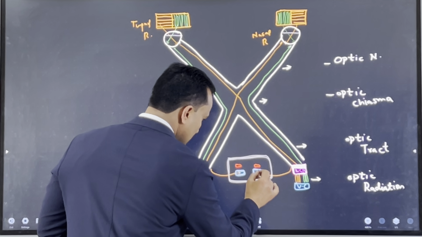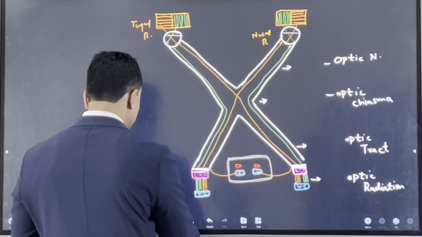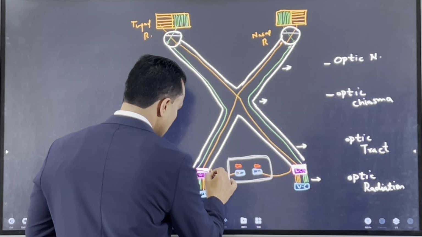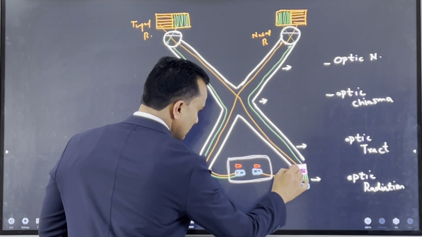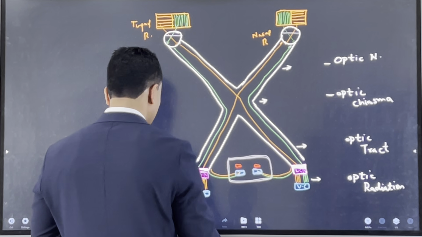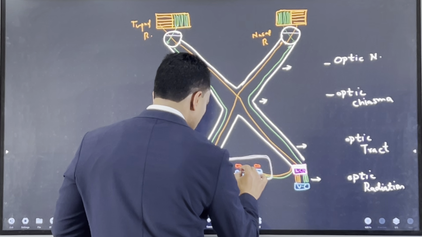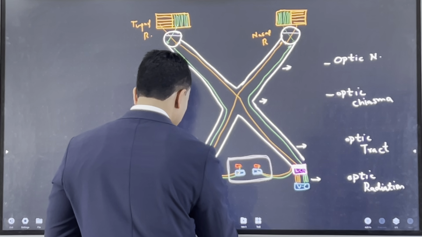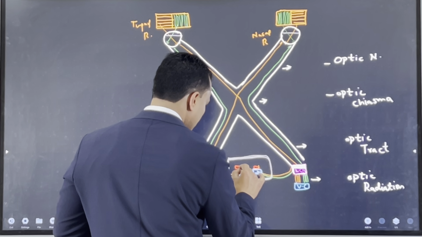Here you can see that these fibers coming from your optic tract are synapsing with the pretectal nucleus of the midbrain. Then these fibers will synapse with the Edinger-Westphal nucleus also, and the Edinger-Westphal nucleus is the parasympathetic nucleus of your third cranial nerve.